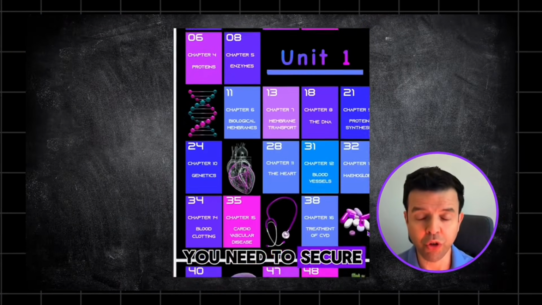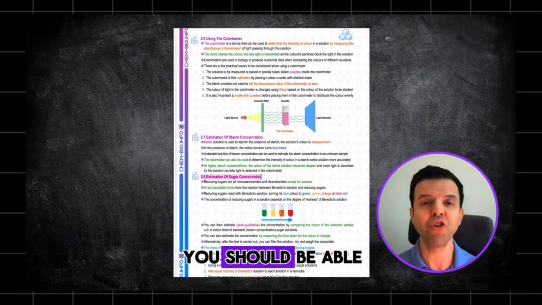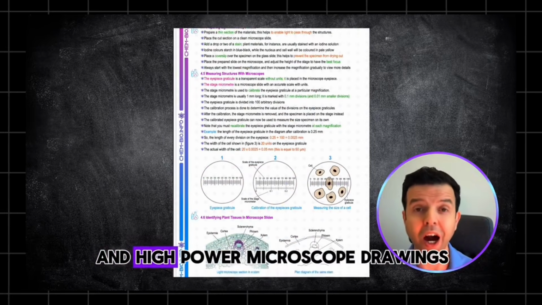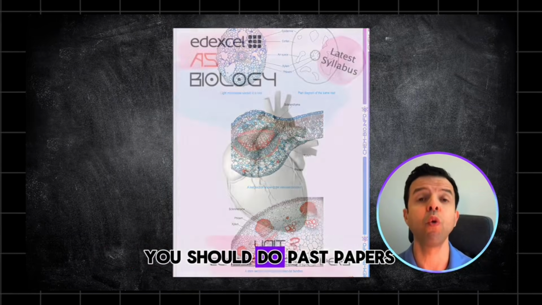First of all, you need to secure the mark for all the 9 core practicals. In addition, you should be able to do low power and high power microscope drawings. Most importantly, you should do past papers.